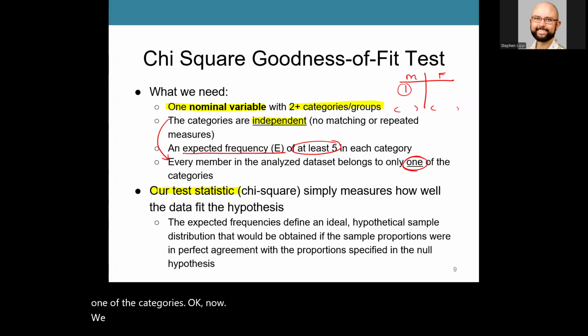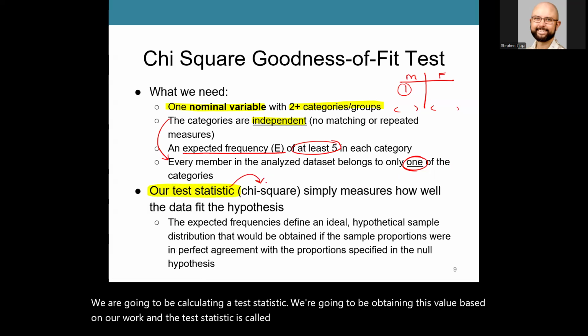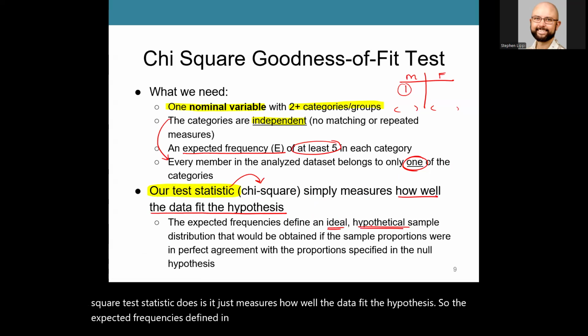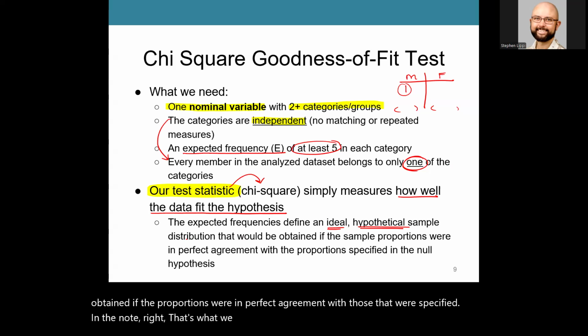Now, we are going to be calculating a test statistic. We're going to be obtaining this value based on our work. And the test statistic is called the chi-square test statistic. What this chi-square test statistic does is it just measures how well the data fit the hypothesis. So the expected frequencies define an ideal hypothetical sample distribution that would be obtained if the proportions were in perfect agreement with those that were specified in the null, right? That's what we would expect to see if there truly was no preference amongst these particular groups.